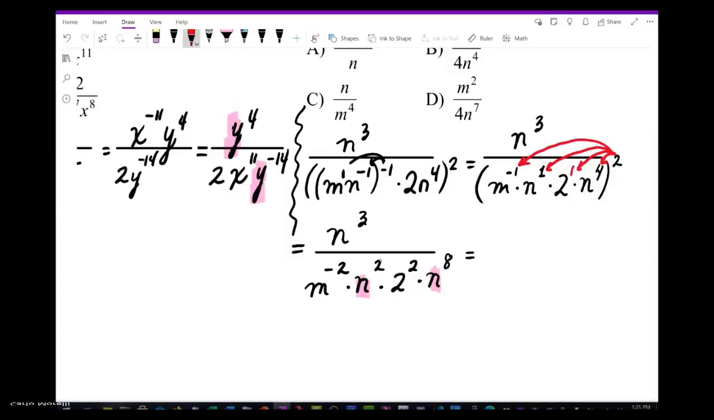Well, here's a couple of things we can do. We know 2 squared is 4, right? 2 times 2 is 4, so we can replace that 2 squared with a 4. But I also need to use the product rule because I've got the same bases down here. And so I'm going to add these exponents, and that will be my next step.